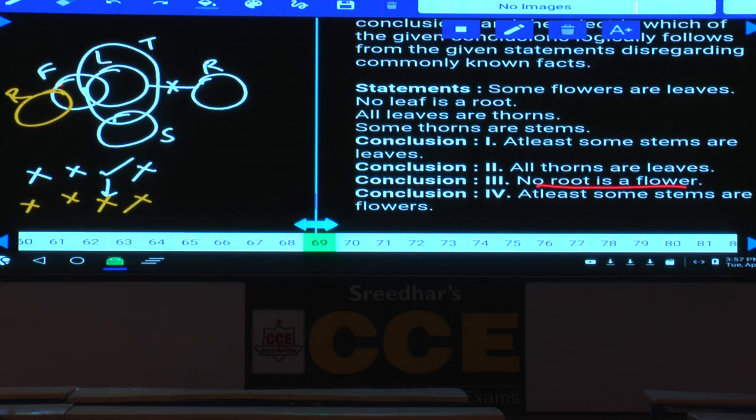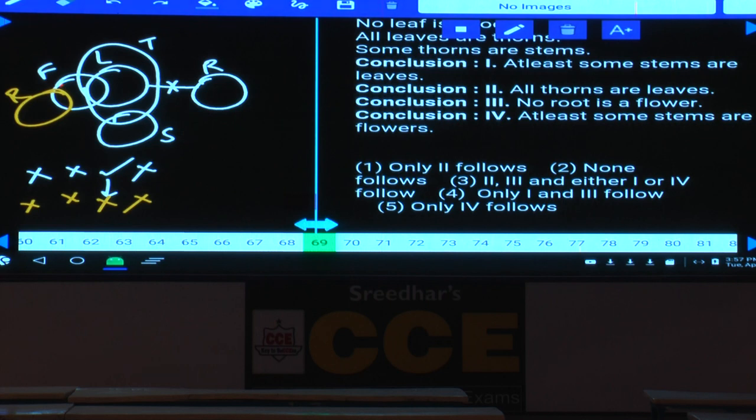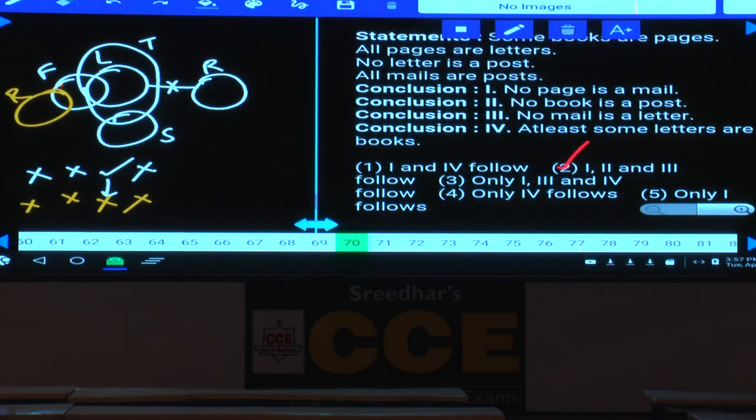Hence, what is your answer? None of the given conclusions follow. None follow, that is choice 2. None follows, choice 2 is the answer for 69. Then coming to question number 70.